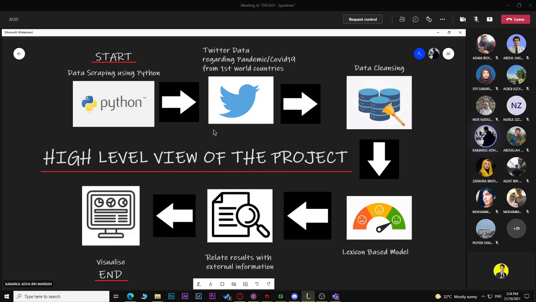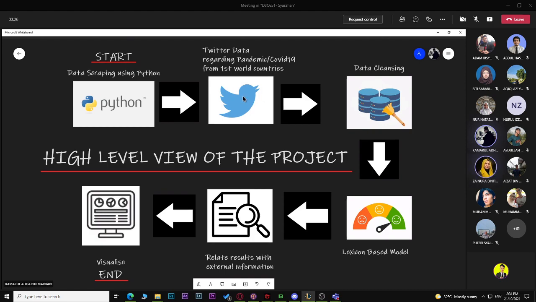We will be handling the data collection manually. How we can do that is by doing data scraping using Python. Then we will go into Twitter and take the tweets regarding the pandemic or COVID-19 from the first world countries only, because the scope of the project is applicable to English language tweets. That's why we set it for first world countries. And there are a lot more reasons that I will try to explain after this.